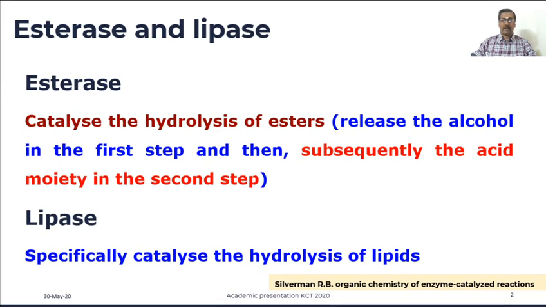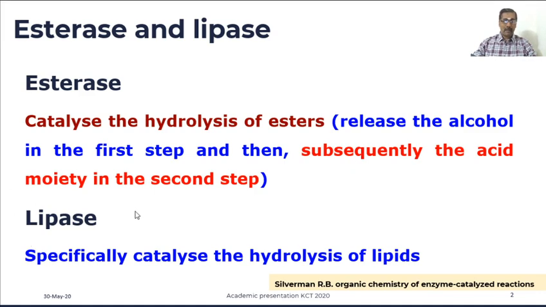Esters are synthesized, or formed, by the reaction between an alcohol and an acid. So when you hydrolyze an ester, first the alcohol will be released in the first step. In the second step, the acid moiety will be released.